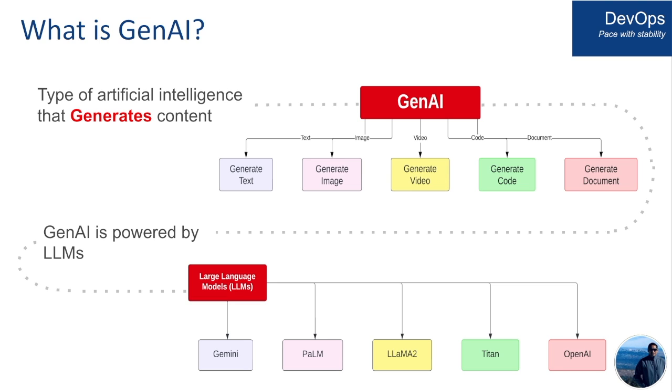Alright, so what is generative AI? It is a type of artificial intelligence that generates content. Generated content could either be an image, video, code, documents, audio, etc. The generative AI models are powered by LLMs. LLMs, large language models, are deep learning models that are pre-trained on a massive amount of data sets. So, generative AI generates the content by using the intelligence of large language models. All major cloud platforms have their own native LLMs, such as Google has Gemini, Palm, Meta has Llama, AWS and Microsoft has Titan and OpenAI respectively.